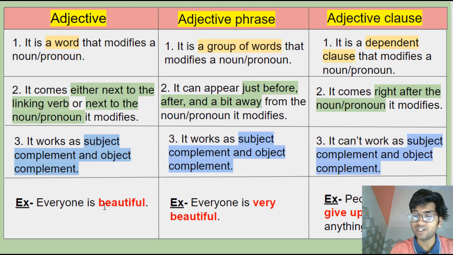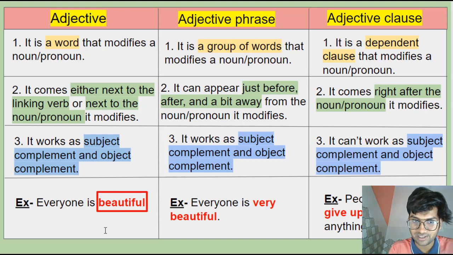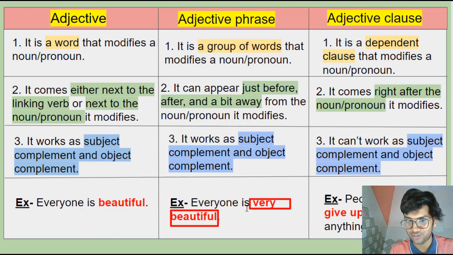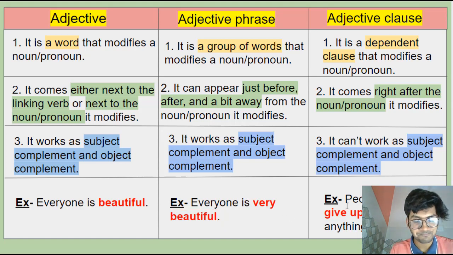Adjective, everyone is beautiful. Everyone really is. Everyone is beautiful. What is the adjective here? Beautiful, okay? Beautiful is the adjective that's giving information about the subject, the pronoun everyone. Everyone is how? Beautiful, describing the subject. Adjective phrase, everyone is very beautiful. So very beautiful is the adjective phrase. Beautiful is the adjective. Very is an intensifier, an adverb.